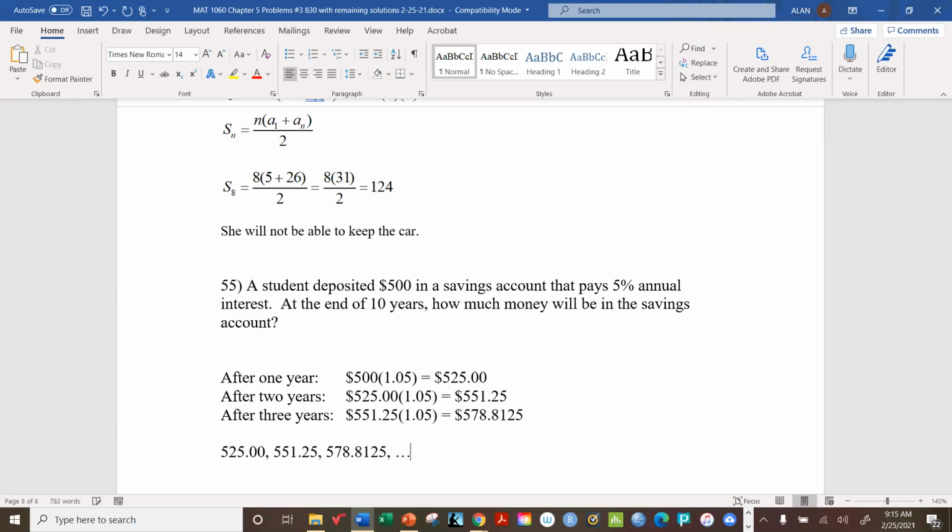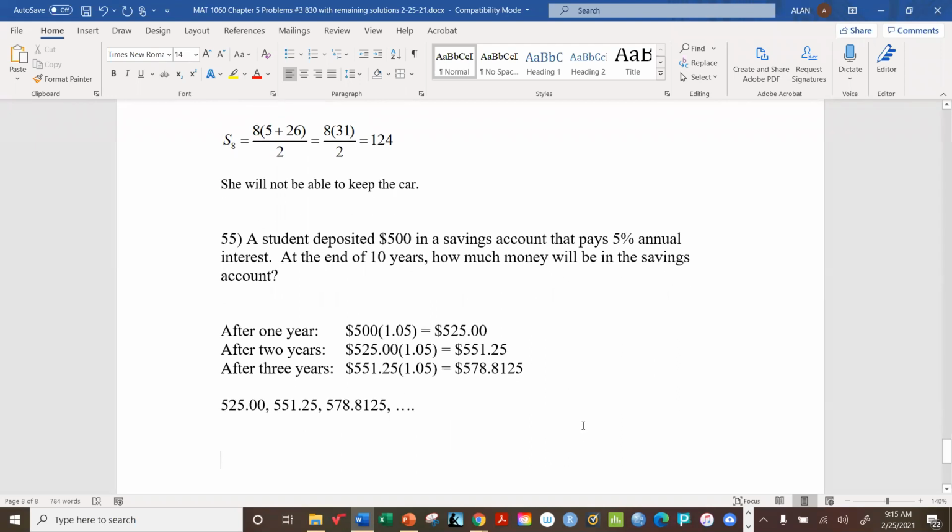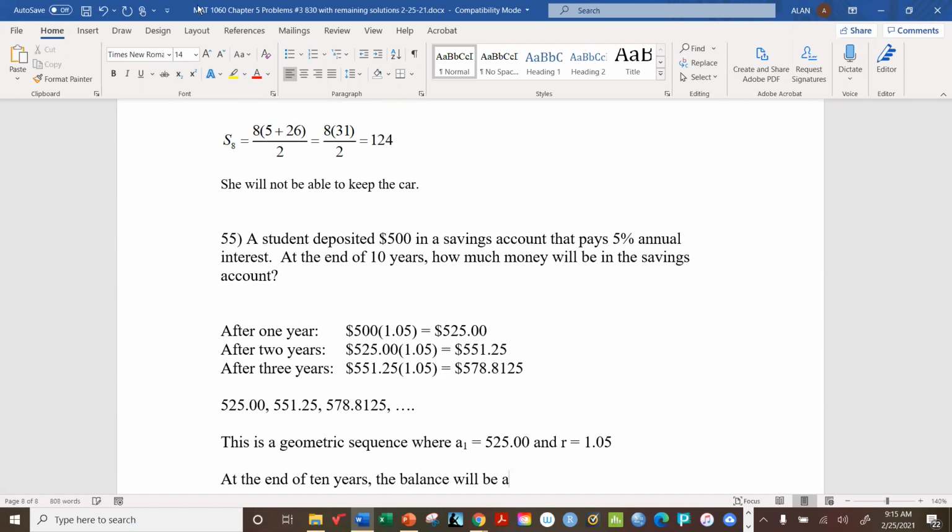Now, because each year the sum is being multiplied by the previous year's balance and 1.05, we could think of this as a geometric sequence where A1 is the first year's balance of 525, and R is 1.05, which implies at the end of 10 years, now this is the other tricky part. The balance will be not S10, but A10. Okay, because that's how much you'll actually have.